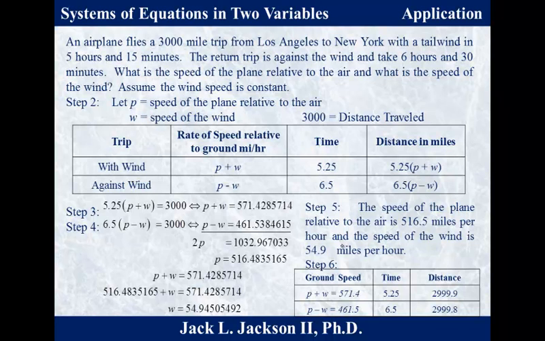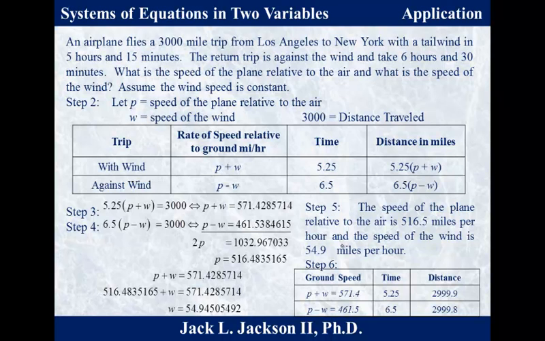So we've done step 3, set up the equation. Step 4, where we solve the system of equations. Step 5, the speed of the plane relative to the air is 516.5 miles per hour, and the speed of the wind is 54.9 miles per hour. It's going to be appropriate to round off at some point, and I'm not sure what exactly the best point is here, so I just chose tenths.